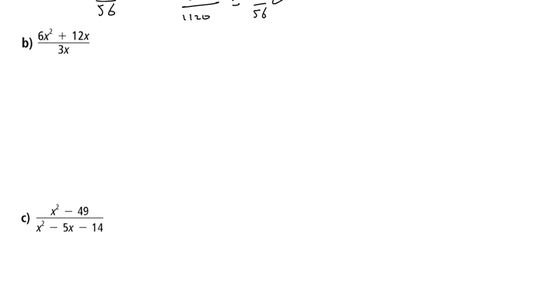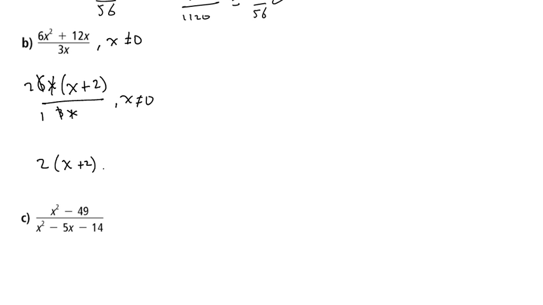So for part B here, first thing we need to do is our non-permissibles. The only problem we're going to have is if x equals 0, so we just have to say that x can't be 0, so we don't have a division by 0. Okay, now I'm going to factor the top. So I'll have a 6x times x plus 2 all over 3x. So I get 6 over 3 is the same as 2 over 1. And because x can't be 0, x over x is the same as 1 over 1. So I've got 2 times x plus 2, and x can't be 0.